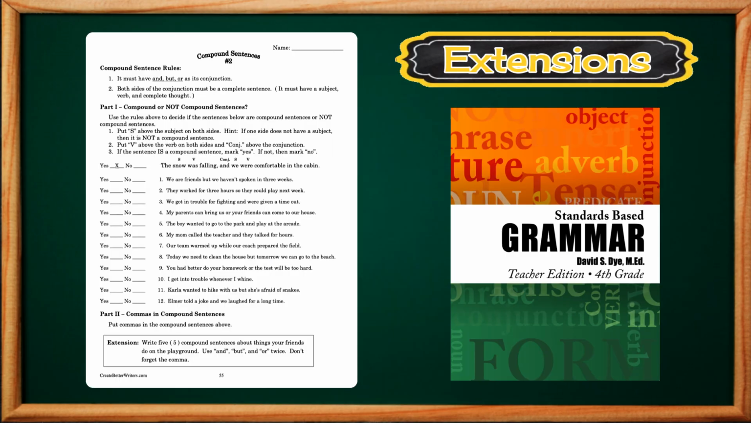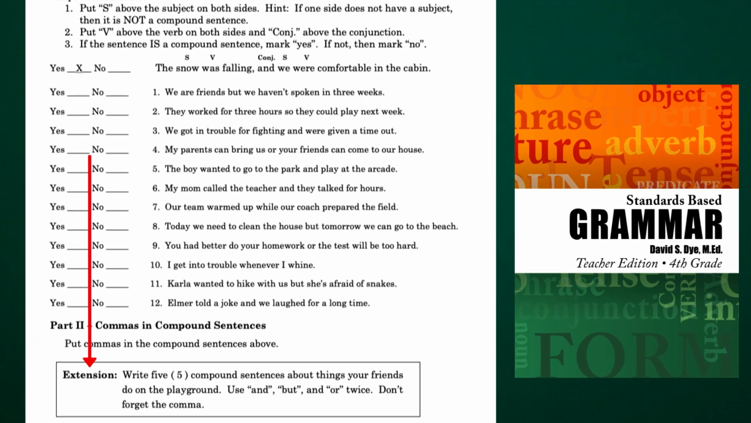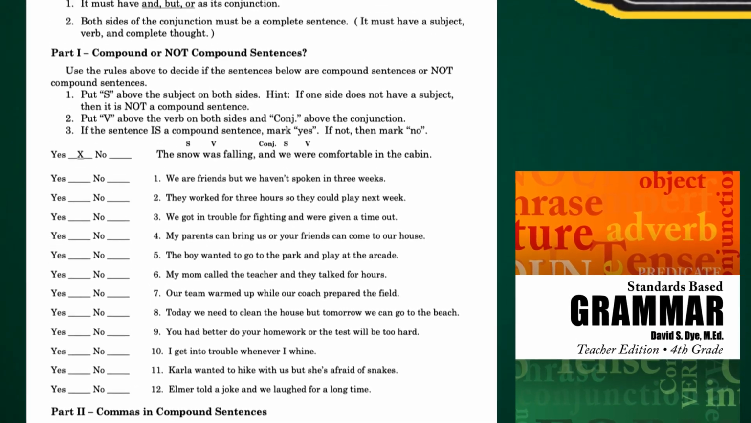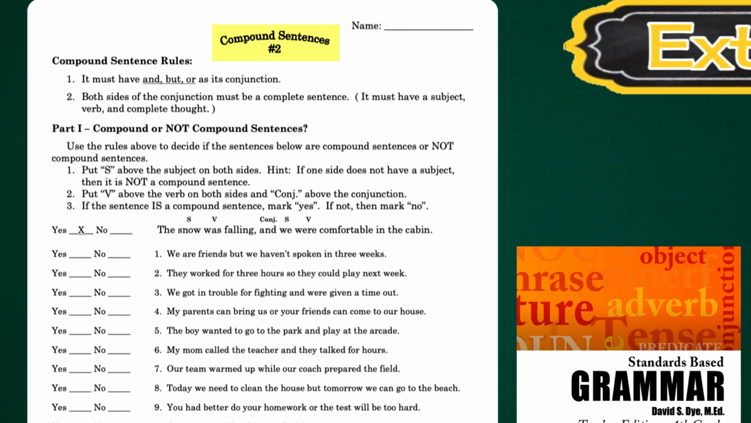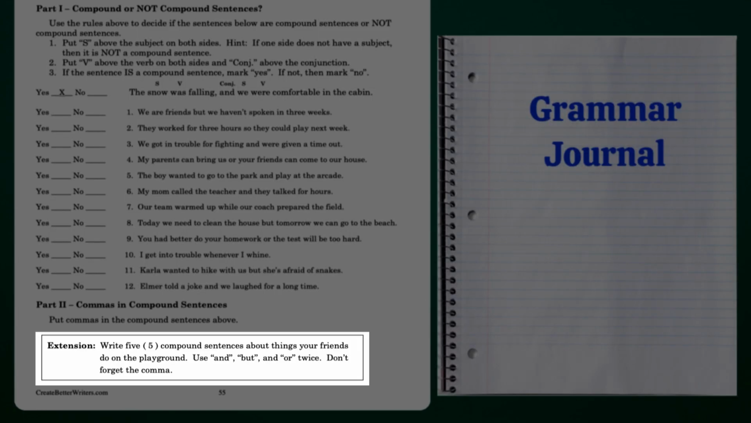After you teach the first worksheet of a standard, many of the follow-up worksheets will have extensions on them. Now, the extension is a small writing assignment where the students are practicing their grammar skills in real writing situations. You can see here on the compound sentence worksheet, when the students finish the activity on the top, there's an extension down at the bottom.